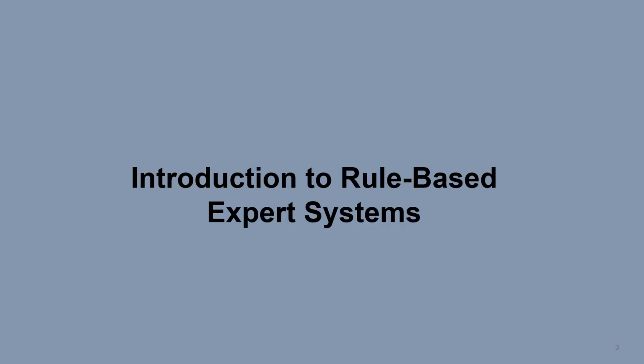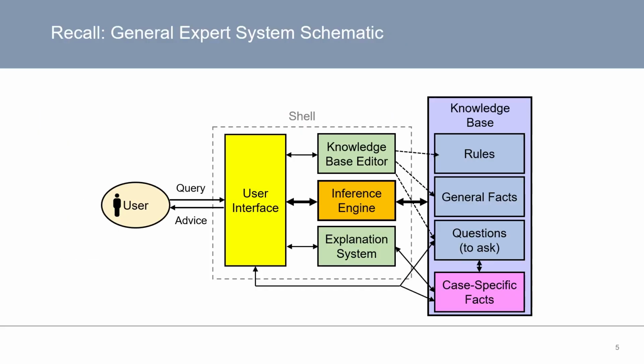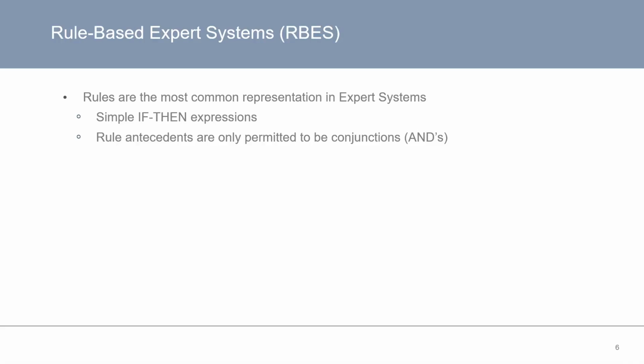Let's start with a brief introduction to rule-based expert systems. Recall our previous discussion of rules as a form of knowledge representation, where they typically take a simple if condition, then conclusion form. Also recall that we had previously provided a high-level review of all the typical components of an expert system in general, as summarized by this schematic. Rules as a knowledge representation are most commonly used in expert systems. In particular, rules of the if-then form. In such systems, rule antecedents are only permitted to be conjunctions, or ands.